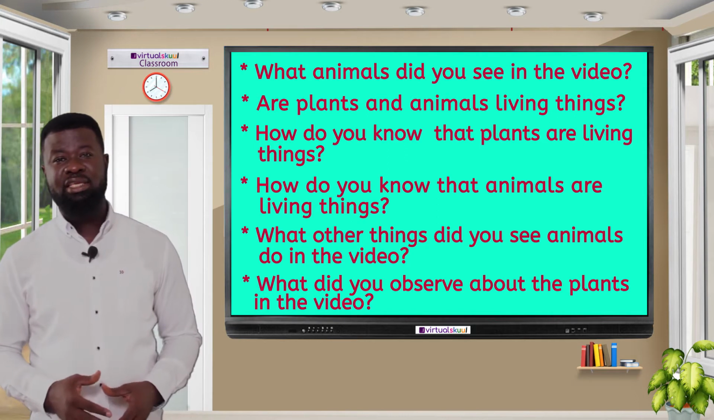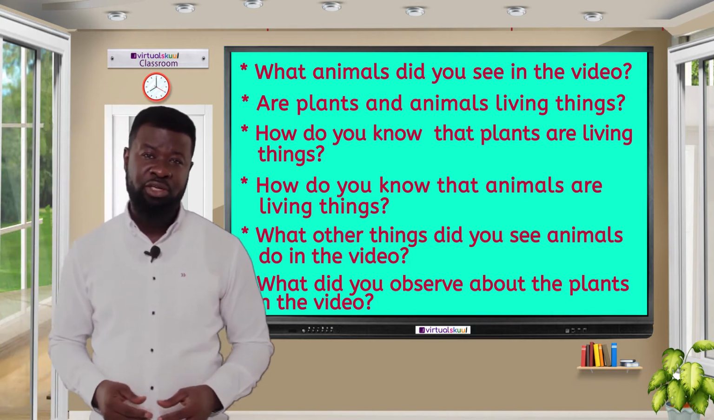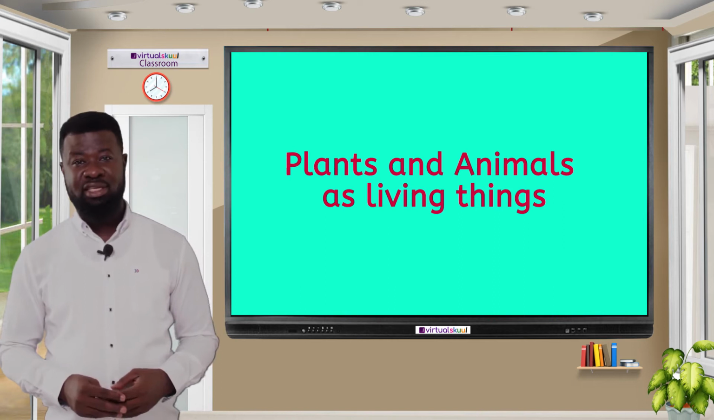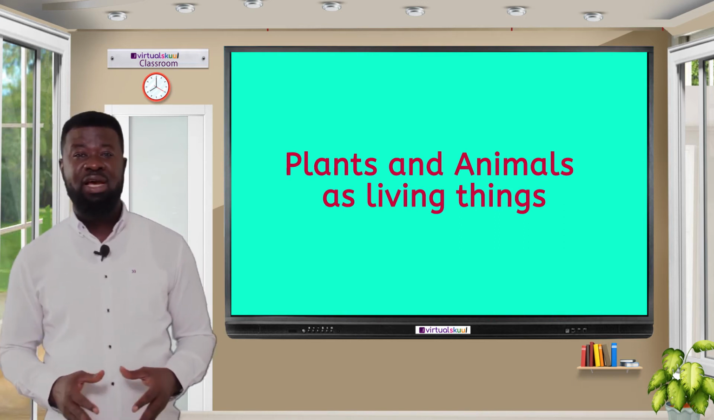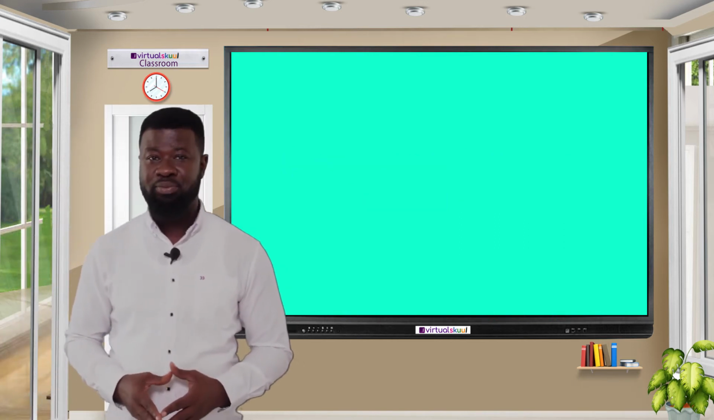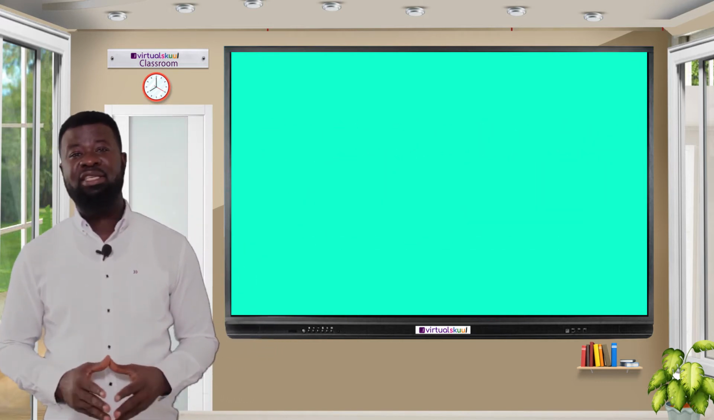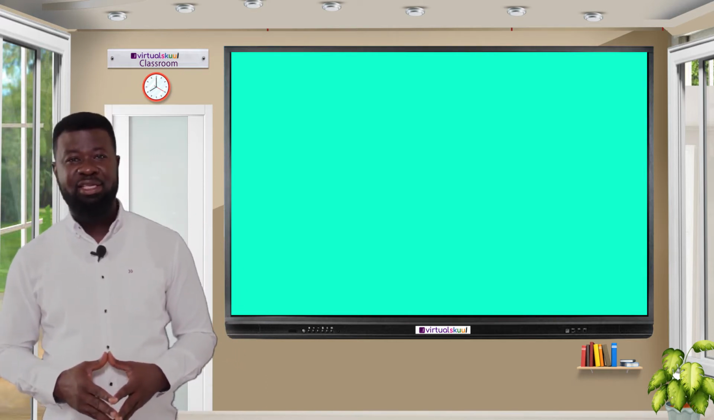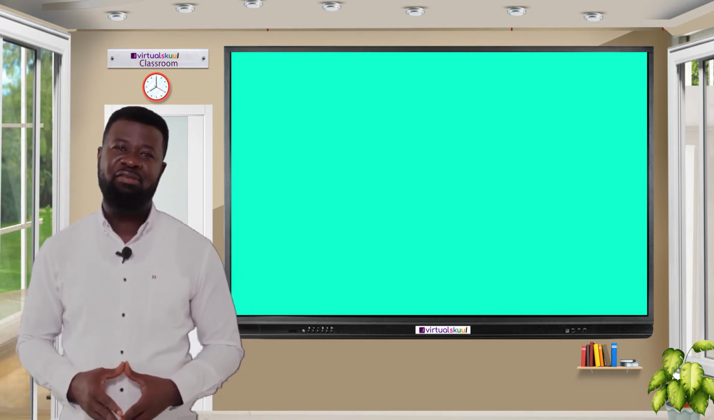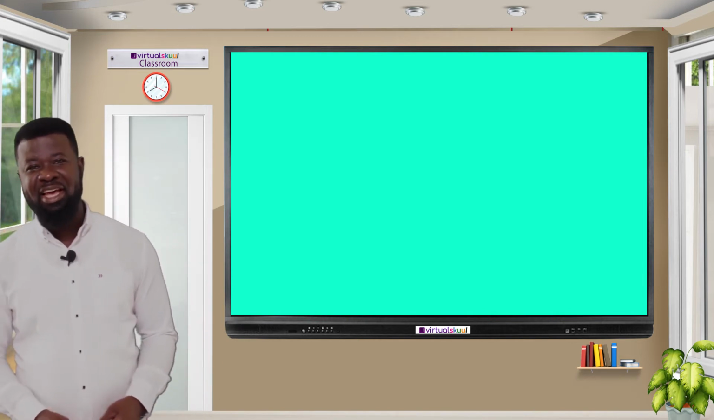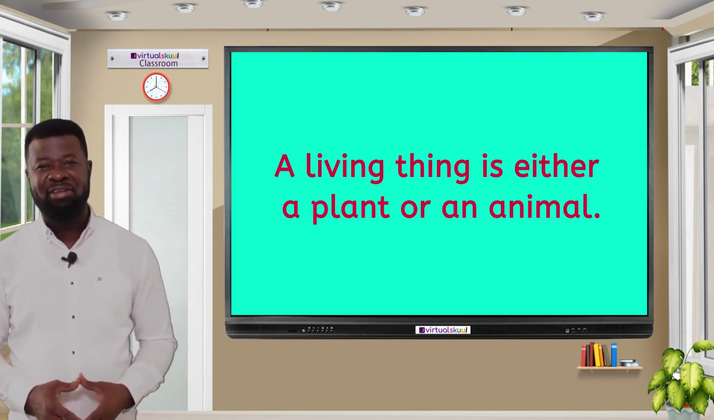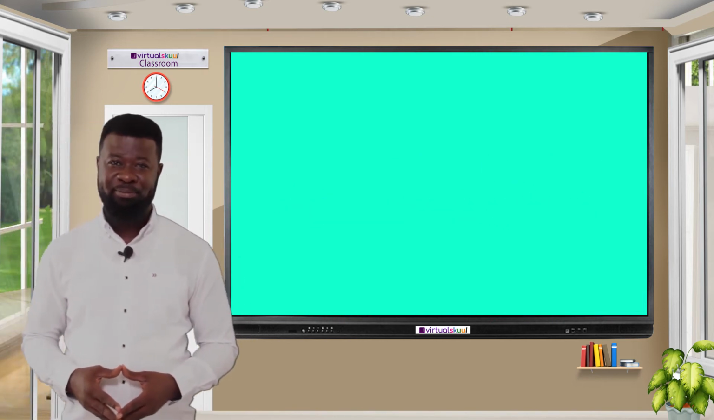Now, in our earlier lessons, as I said in the introduction, you learned about plants and animals as living things. And in today's lesson, we're going to learn to classify living things into plants and animals. We say something is a living thing if that thing is alive, and we say something is a non-living thing when it is not alive. A living thing is either a plant or an animal. In other words, we can classify living things into plants and animals.